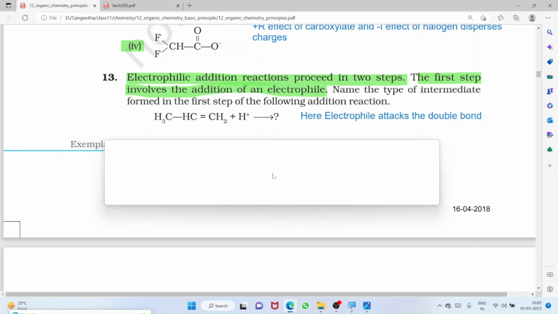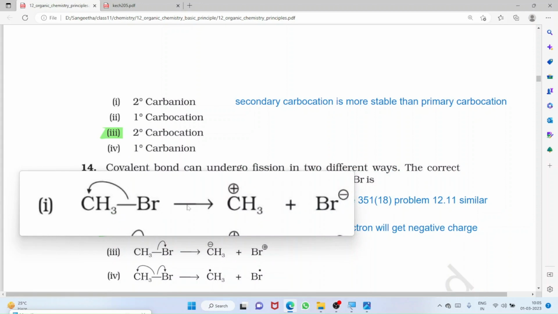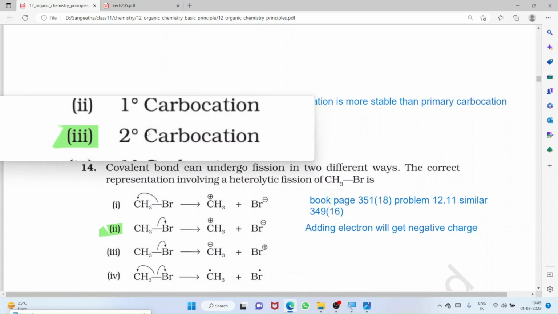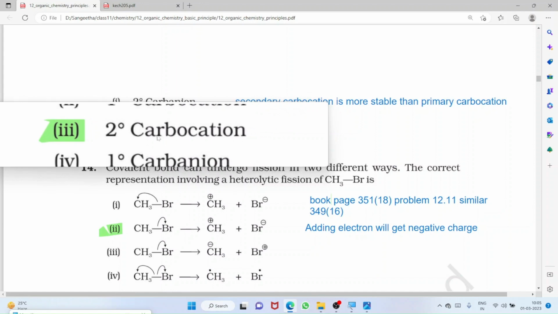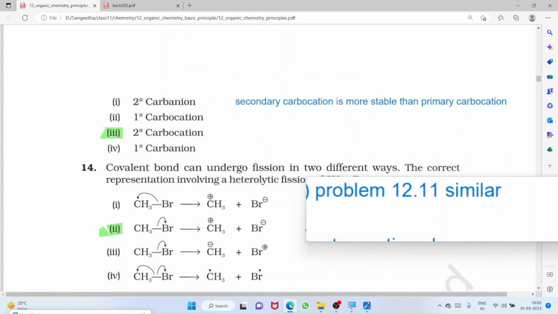That is a carbocation. But as I already showed you, the secondary carbocation is more stable than the primary carbocation, and I showed you this at the start of this lecture. So one of these carbocations, primary or secondary, should be the answer. It is secondary, because the secondary carbocation is more stable than the primary one.